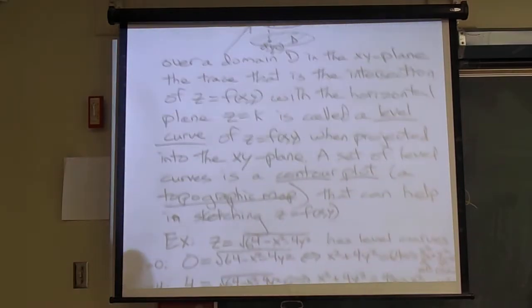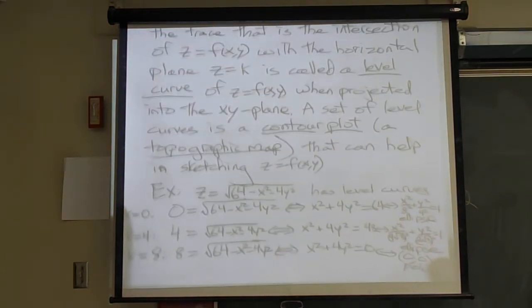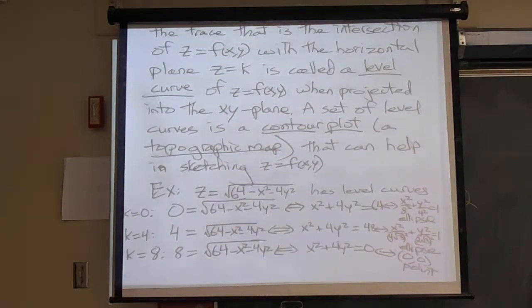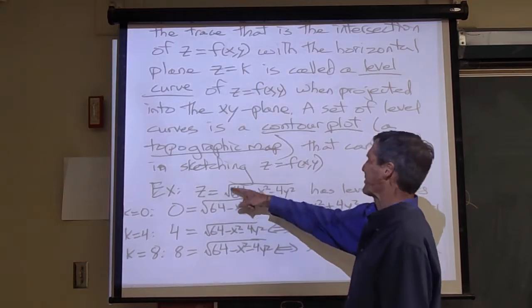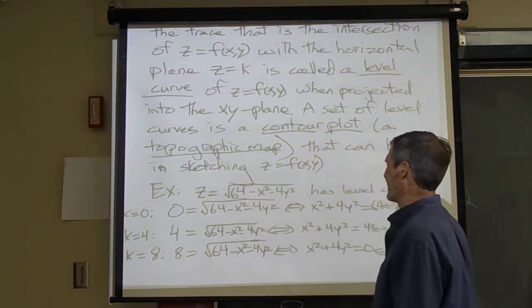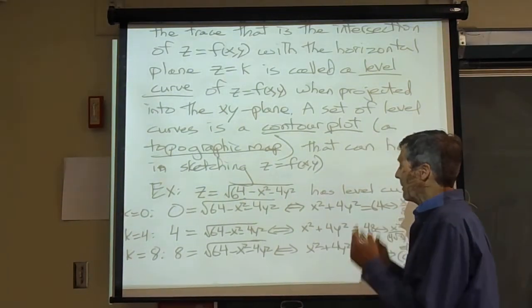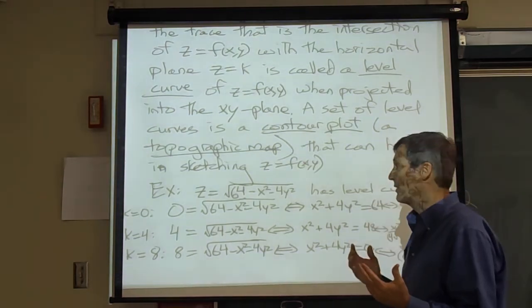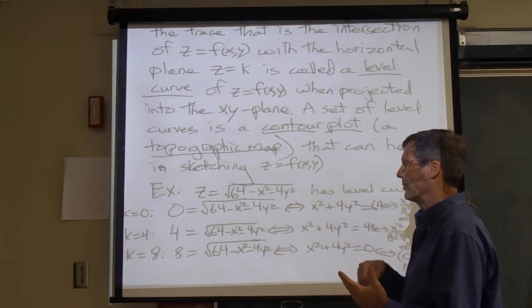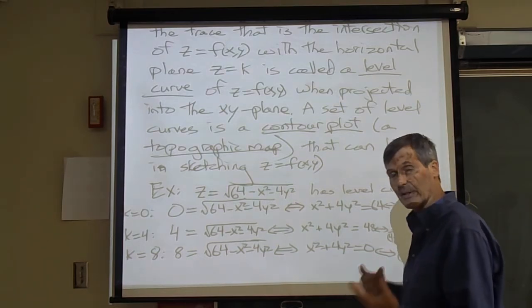So here's an example. Suppose I have this gnarly function here, z equals square root 64 minus x squared minus 4y squared. Maybe I don't know how to plot it right away, but maybe if I did some contour plots, some contours of these intersections, I could get an idea what it looks like.